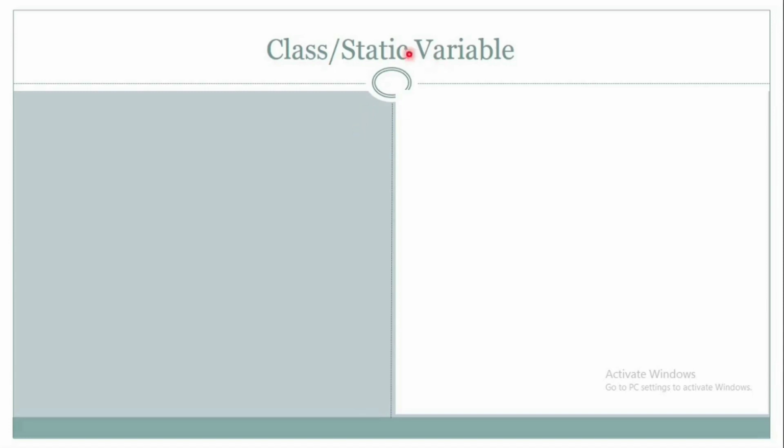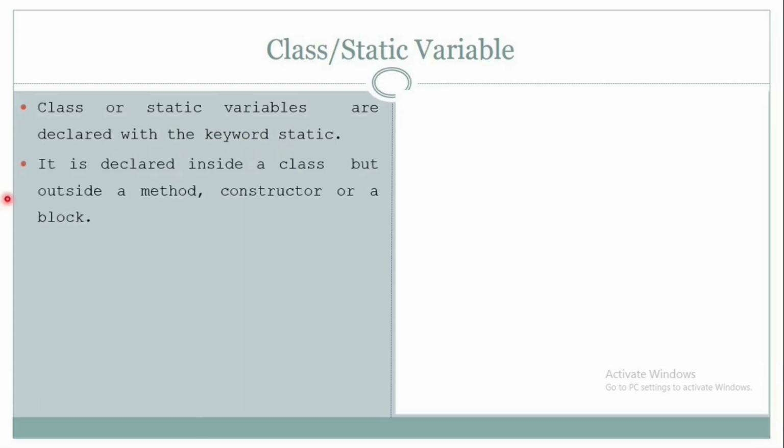Static or class variable. Static or class variables are declared with the keyword static. It is declared inside a class but outside a method, constructor or block. Memory for static variables is allotted only once. The static variable is not a part of any object. All the objects will share this static variable. So that's the reason the memory for static variables is allotted only once.